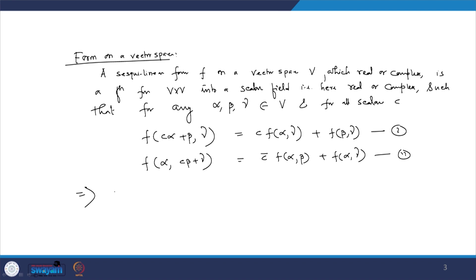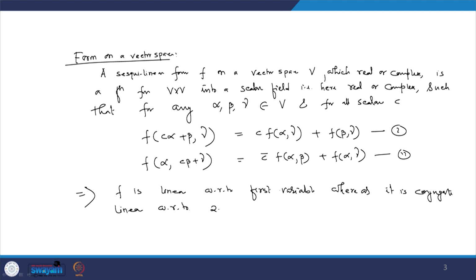So, this implies f is linear with respect to the first variable, whereas it is conjugate linear with respect to the second variable. That is why we are saying this Sesquilinear form. This is the general definition of the form on a vector space. I have not mentioned whether the vector space is an inner product space or not. I am simply saying that if you consider a vector space over a real or complex field, a Sesquilinear form is defined like this.